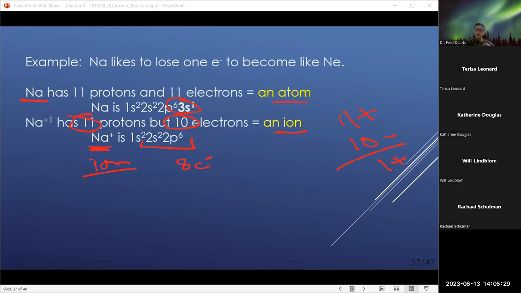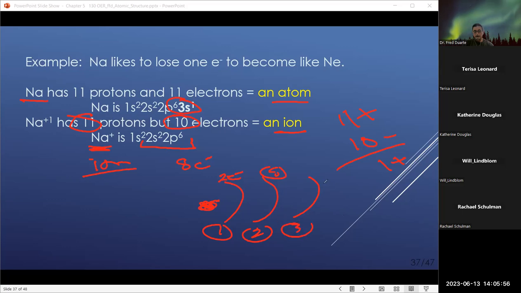Smaller? Smaller, exactly. Because the sodium atom starts off with 3 energy levels, okay? And if I were to draw it a little bit, a cross-section, here's the 1, the 2, and the 3. We have 2 electrons in the first energy level for sodium. The second energy level has 8. And then the third energy level has 1 electron. That's the outermost shell. Okay, that is the atom.